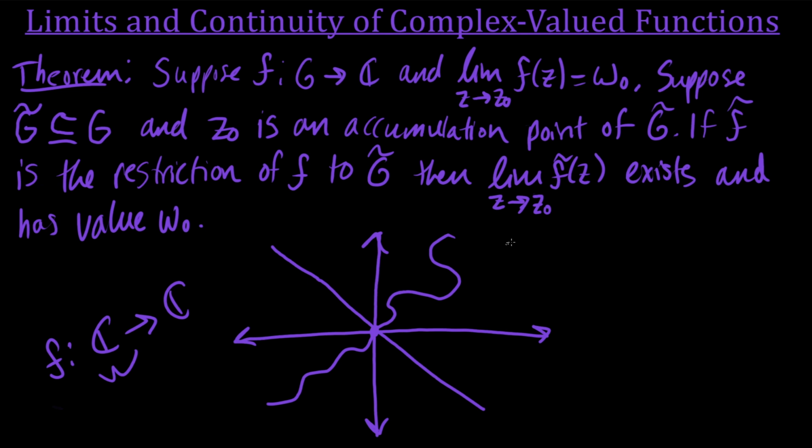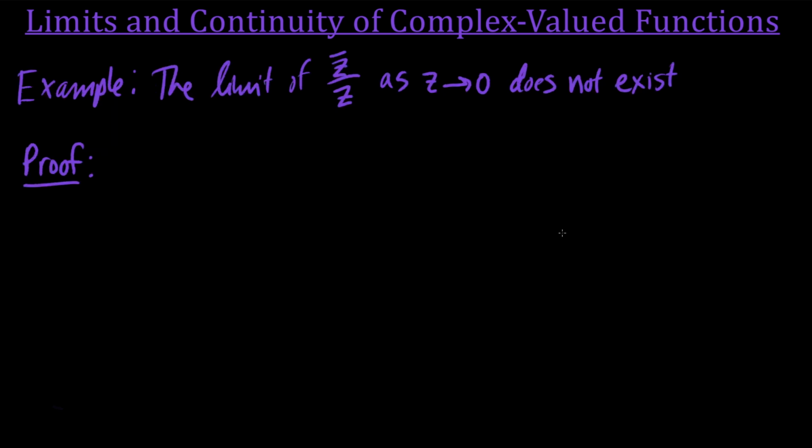So if the limits along each of these restrictions disagree, then the only assumption that could be false is that the limit of f of z as z approaches z naught exists. And so this is the strategy that we're going to use to prove that a particular limit does not exist.